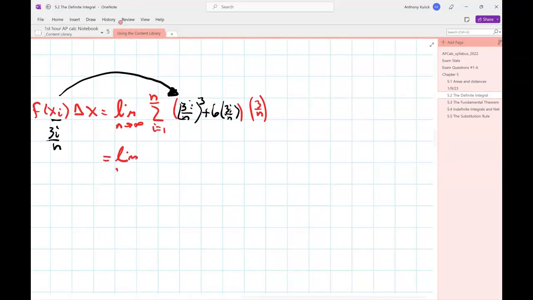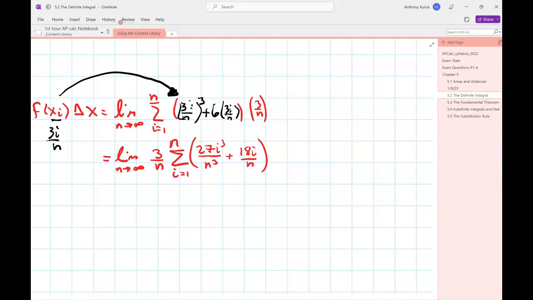So just like we did yesterday, the 3 over n doesn't have any i's in it. So I can just pull that outside the summation, but it still needs to be left inside of the limit because the limit is in terms of n. If I simplify this, that's going to be 27i cubed over n cubed plus 18i over n. Everybody's okay with that?